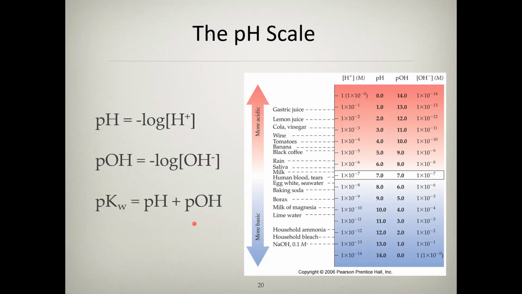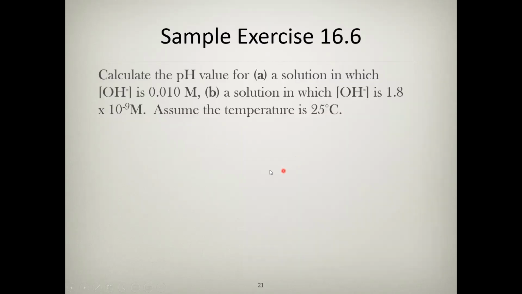It's just in terms of if we're thinking about it more acidic or basic, because we're focused on the hydrogen or the hydroxide for the two. But if we do need to calculate the pH or the pOH, it's just going to be taking the negative log of that ion. And we'll see a few examples of that. So with this one, calculate the pH value for a solution in which hydroxide ion is 0.01 molar.